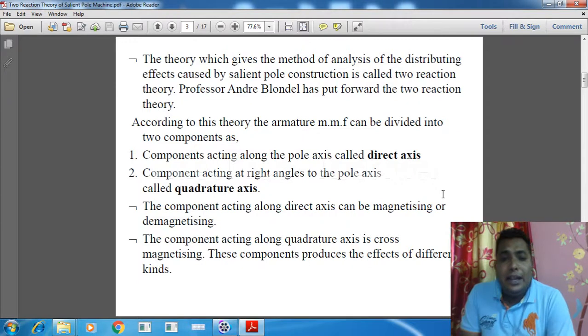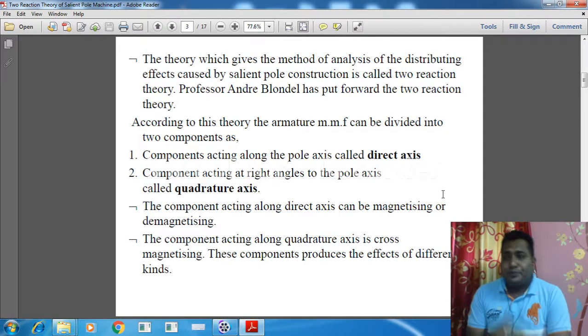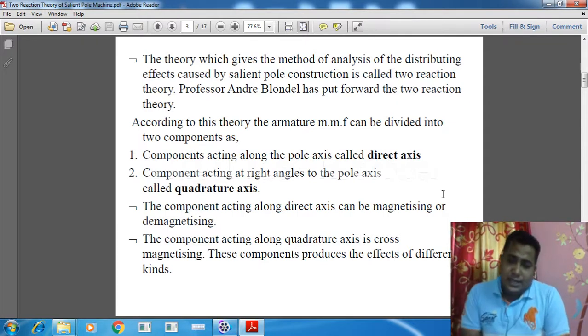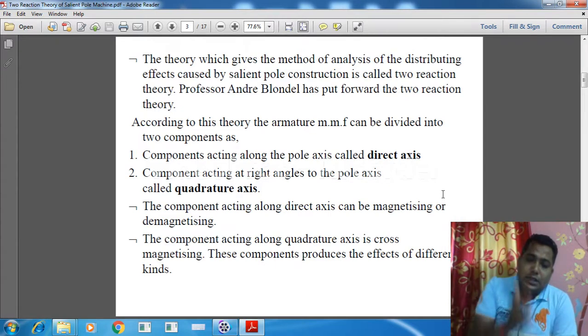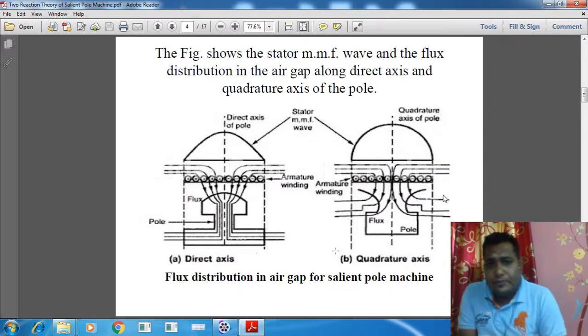The component acting along the direct axis can be magnetizing or demagnetizing. The component acting along the quadrature axis is cross magnetizing. These components produce different kinds of effects. So we are dividing this salient pole into two different components: one on the axis of the pole, known as the direct axis, and one at right angles to the pole axis, known as the quadrature axis.